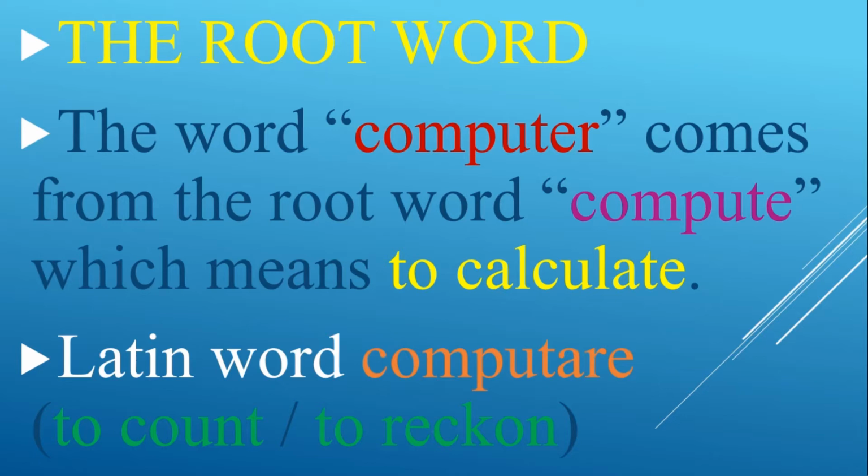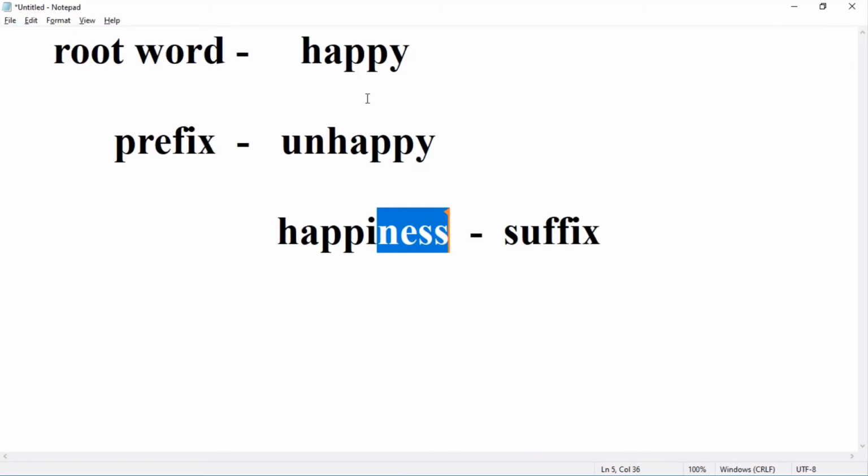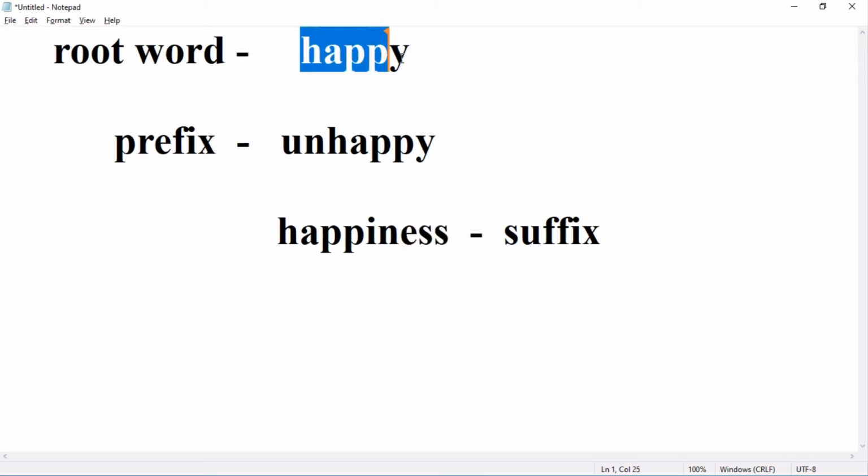A root word is the basic word, any basic word at all, with no prefix or suffix attached to it. Let's look at some examples so that at least we can get a gist of it. We can get a root word like happy. That's a root word which has meaning by itself. We cannot erase or delete any letters from it to get another word. So we have happy.